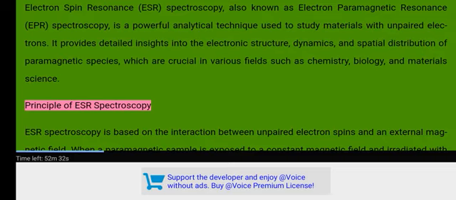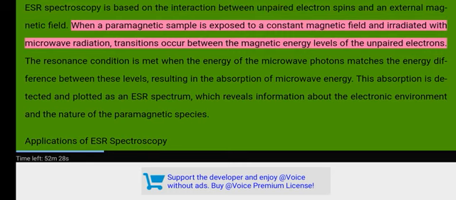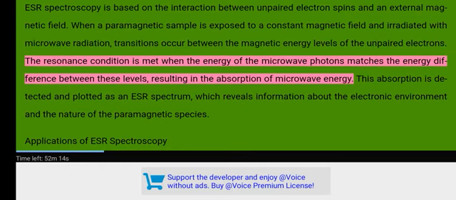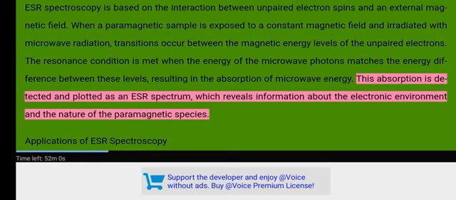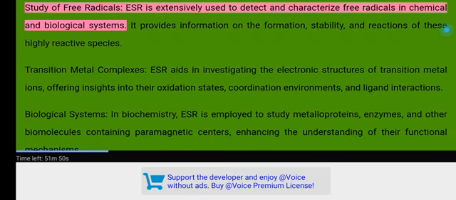Principle of ESR spectroscopy. ESR spectroscopy is based on the interaction between unpaired electron spins in an external magnetic field. When a paramagnetic sample is exposed to a constant magnetic field and irradiated with microwave radiation, transitions occur between the magnetic energy levels of the unpaired electrons. The resonance condition is met when the energy of the microwave photons matches the energy difference between these levels, resulting in the absorption of microwave energy. This absorption is detected and plotted as an ESR spectrum, which reveals information about the electronic environment and the nature of the paramagnetic species.